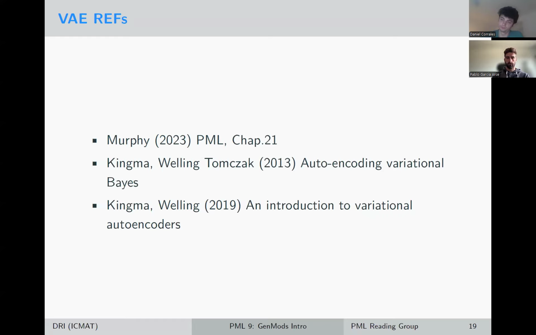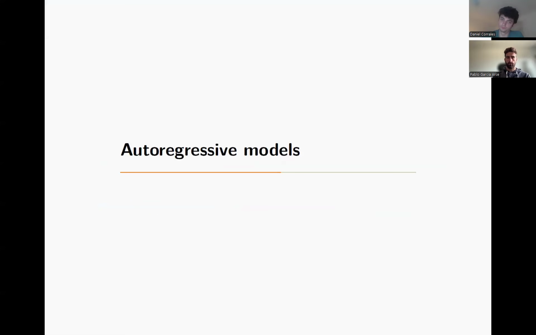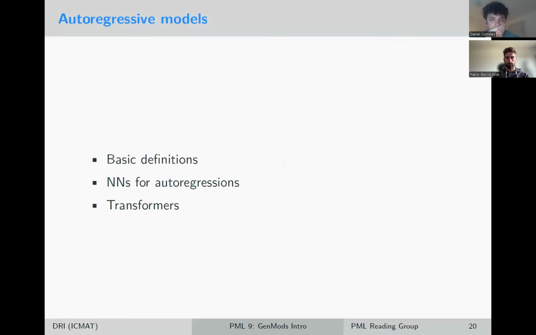Okay, and let's move to the last one, autoregressive models. And again, that's one of these things where we've been studying time series for many years. I mean, not me, or not we, but a lot of people have been studying them. Many old models get included in this kind of model.